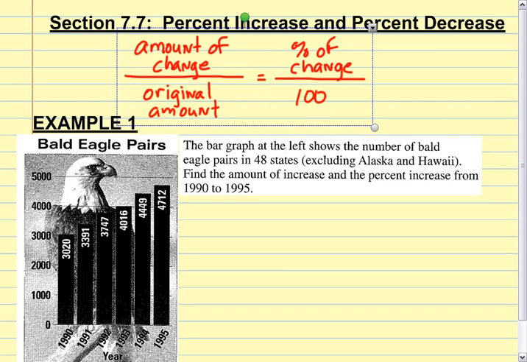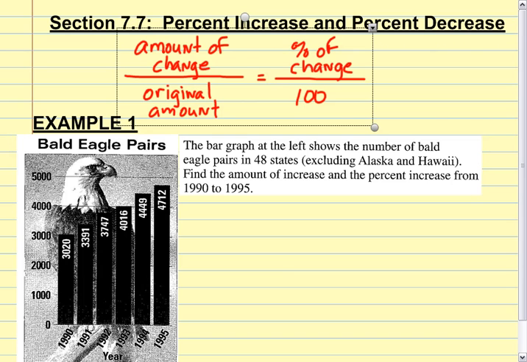Do you see that it's a proportion? Do you see that? Yes. It's a fraction that equals a fraction. Okay? The amount of change, the amount that something changed, over the original amount is equal to the percent of change over 100. So that's how we fill it in to solve this stuff, okay? It's the amount that something changed over the original amount is equal to the percent that it changed over 100.